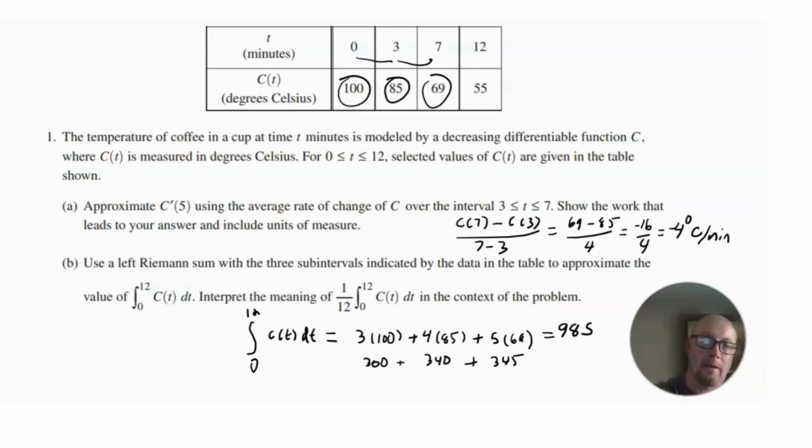Now, what is the meaning of the 1/12? Well, what they've done here is they've put a 1 over b minus a out front. If we remember now, that is going to give us the average value of a function. So that means if we take our 985 and divide that by 12, we get around 82.083. And then this, in this case, would be the average temperature in degrees Celsius.